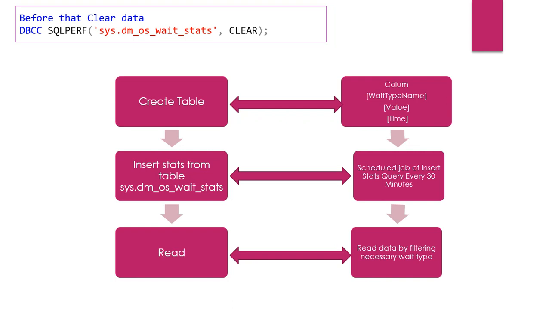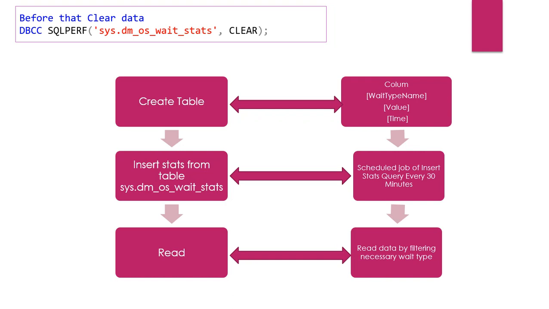How can we capture that data? Let's proceed. We need to first create a table with the necessary columns: wait type, name, value, time. Second part, insert stats into the table. Right from that table, insert the stats data into the table which we created, and we need to schedule this insert query every 30 minutes or 1 hour, depending upon our situation.